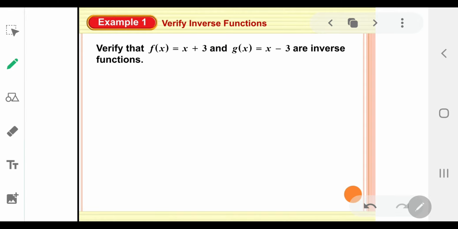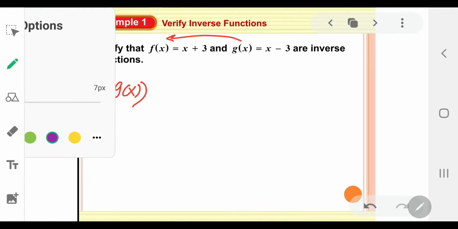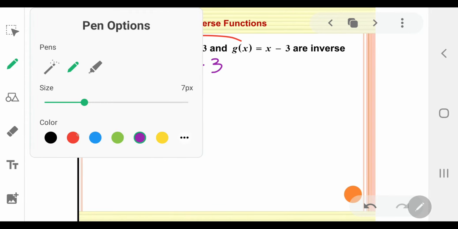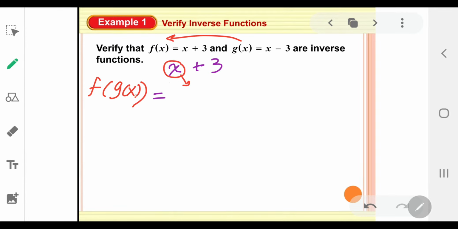Again, to verify if two functions are inverses, we're going to plug g into f and f into g. First of all, I'm finding f of g of x. To remind you, I will write f of x here above, and when you plug g of x into f of x, it means I'm replacing this x by g of x, which is x minus 3. This one is pretty easy. x minus 3 plus 3. The 3 will cancel the 3 and you have only x.